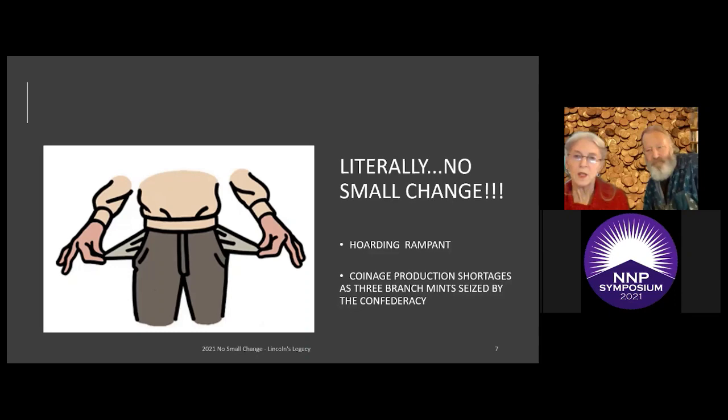So by the time you get to Lincoln's inauguration, there is literally no small change. The Southern mints are now seized by the Confederacy. Hoarding is rampant because the coinage at that time actually had bullion in it. It was really silver coins or gold coins or copper coins. And it added to the literal lack of small change circulating.